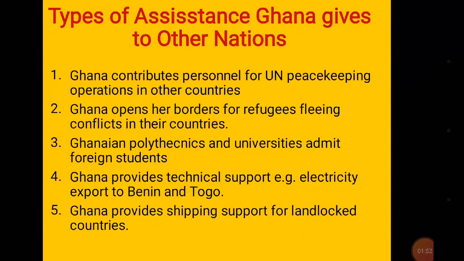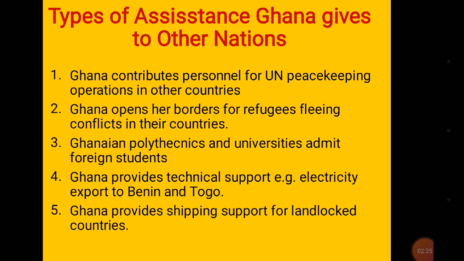Ghana as a nation does not receive assistance from other nations only, but also gives assistance to other nations. Through its cooperation with other nations and its membership of international organizations, Ghana is able to contribute towards world issues relating to nations in Africa, Asia, Europe, North America, South America, and so on. How does Ghana contribute? What types of assistance does Ghana give? What does Ghana do for other nations? Let's look at some of them.